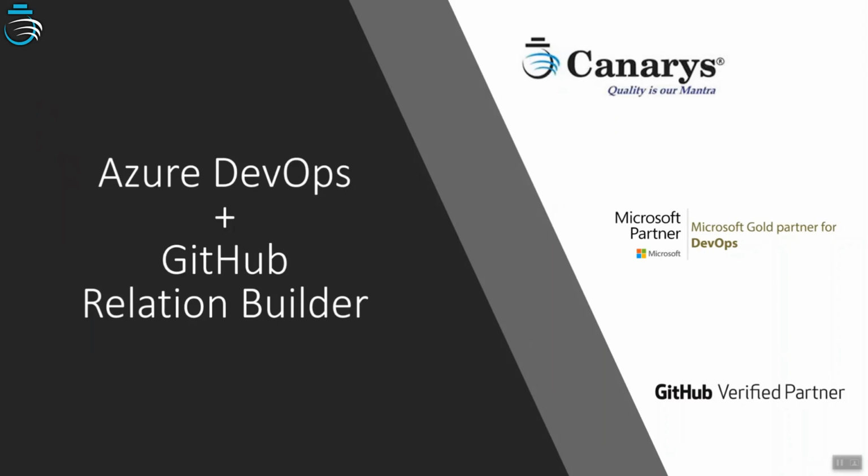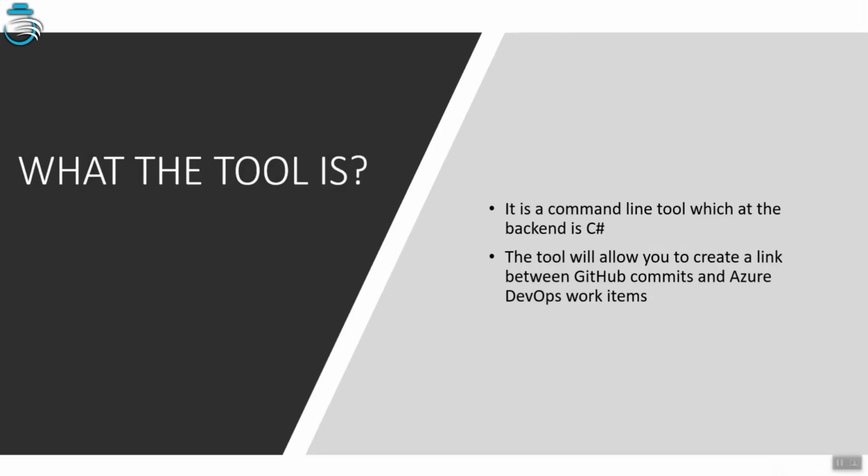In this video, I'll be talking about the Azure DevOps and GitHub Relation Builder. Canarys is a Microsoft Gold partner for DevOps as well as a GitHub Verified partner. So let me tell you what this tool is. This is basically a command line tool which is written in C# at the backend. It will help you create a link or relationship between the GitHub commits and the Azure DevOps work items.